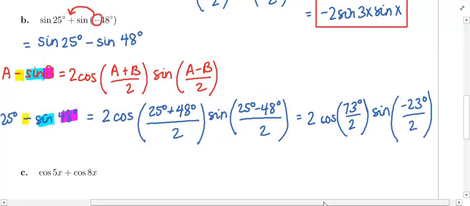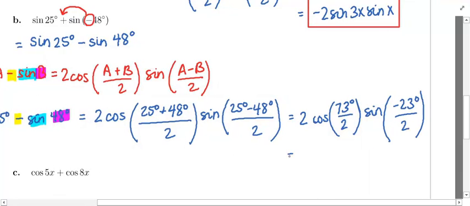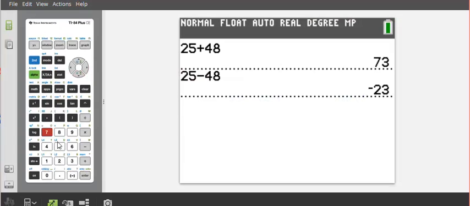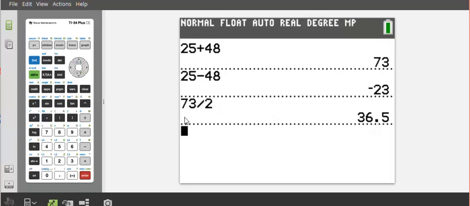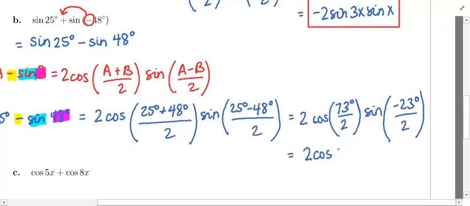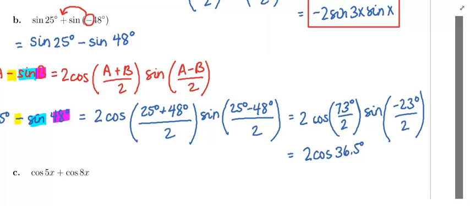Now I'm going to keep simplifying here. I'm going to leave the 2 out front, and as far as the arguments go, we have a degree measure divided by 2. I'm just going to convert them over to decimals. If I do 73 divided by 2, I'm going to get 36.5. So this is 36.5 degrees. That's what I'm taking the cosine of, because that degree measure is what's being divided by 2. So you can go ahead and halve the degree measure to make it 36.5.